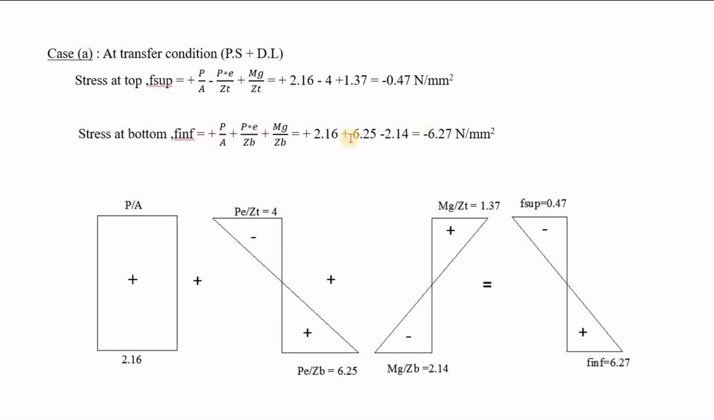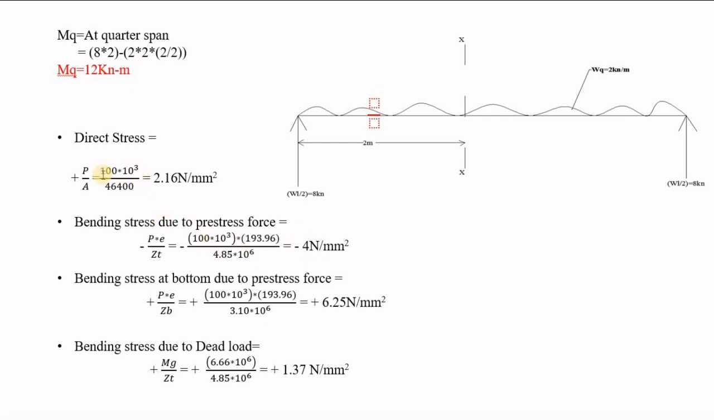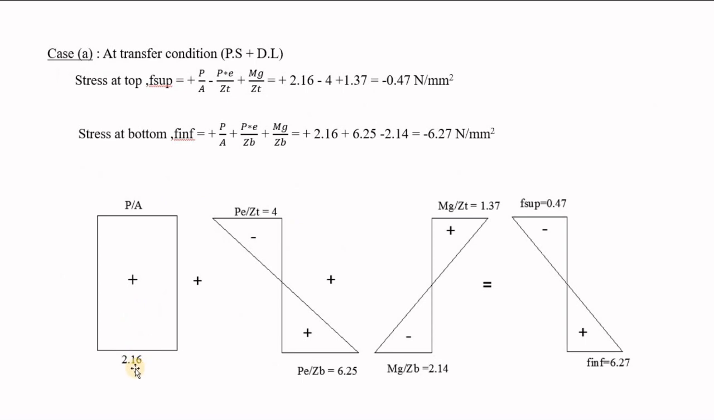So substitute this formula and the value we will get minus 6.27 Newton per mm square. For this, according to these values, we should draw a diagram here for the resultant stresses. The first diagram stands for bending stress. Let us check what is the value of bending stress. It is 2.16 Newton per mm square. I have not mentioned the units, so directly I have written 2.16. It's a rectangular variation with positive value.